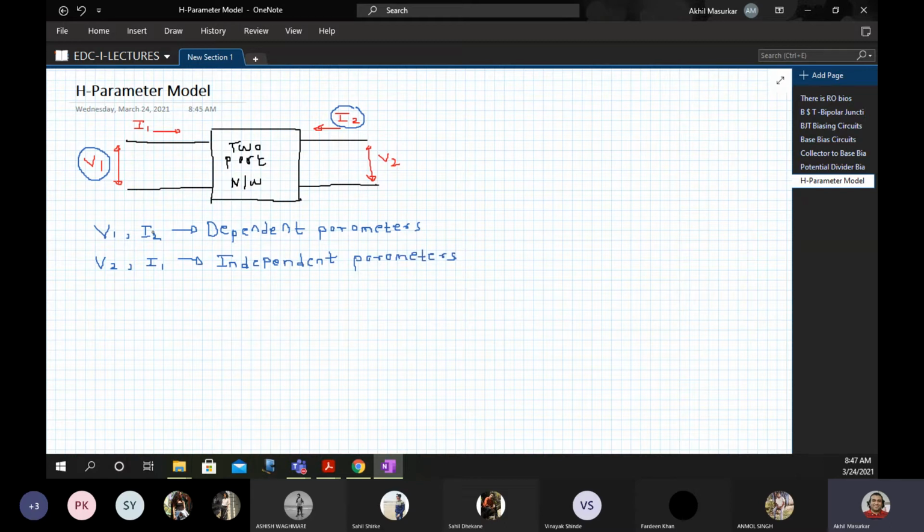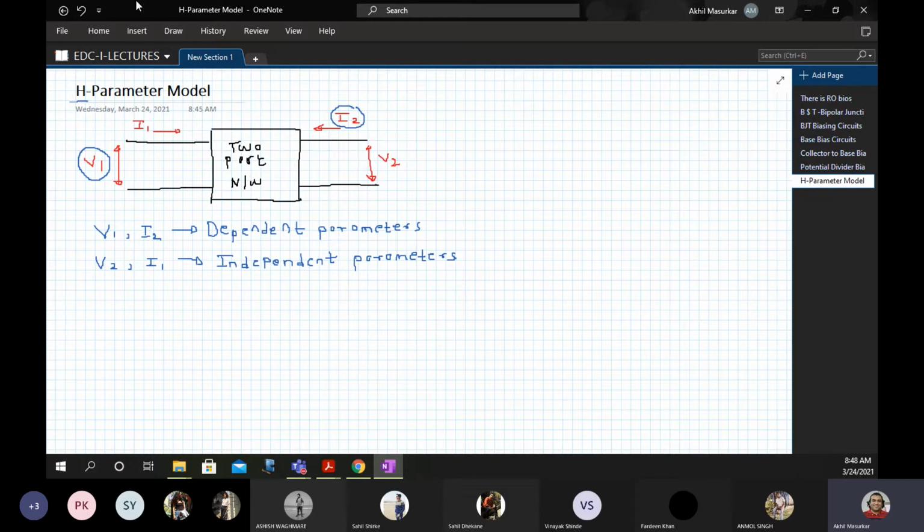And the H parameter, so we have got the impedance model that is based on the Y matrix, then we have the H matrix, then you have the ABCD matrix and so on, so many. So we are looking at here the H parameter.